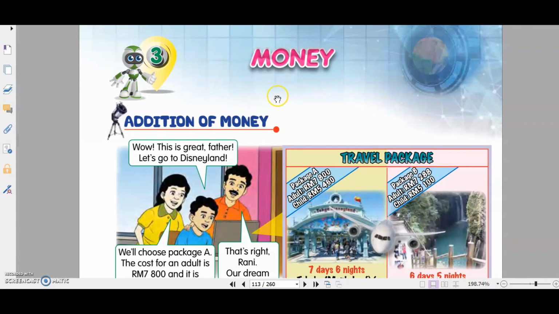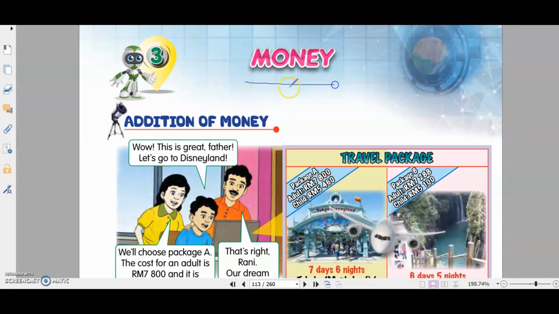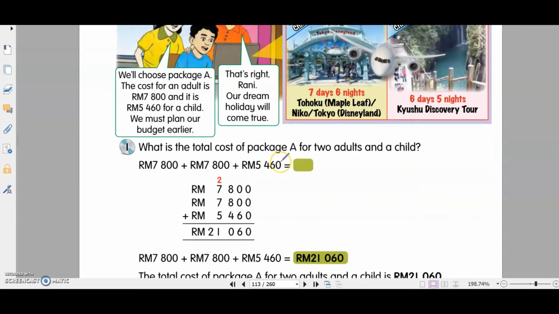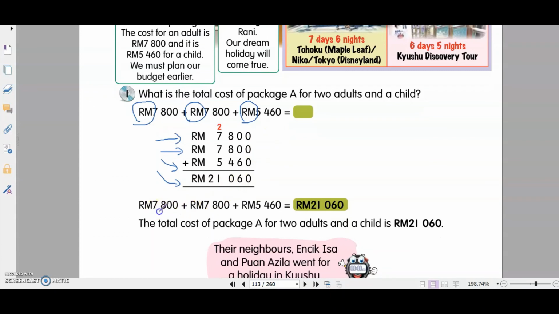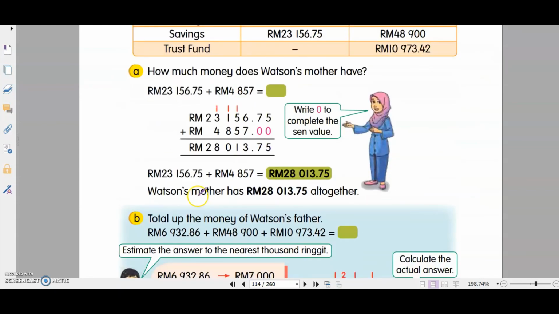We are done with the revision. So now we move on to the new topic, which is money. Okay, the first subtopic is addition of money. So addition of money is just like any addition, but here we have to write Ringgit Malaysia or RM. Okay, so you must write RM to show that it is money, right? And it is Ringgit Malaysia, it's not other currencies. So when you have addition, you just add them together and then you put RM in front, right? So this is very simple for addition.